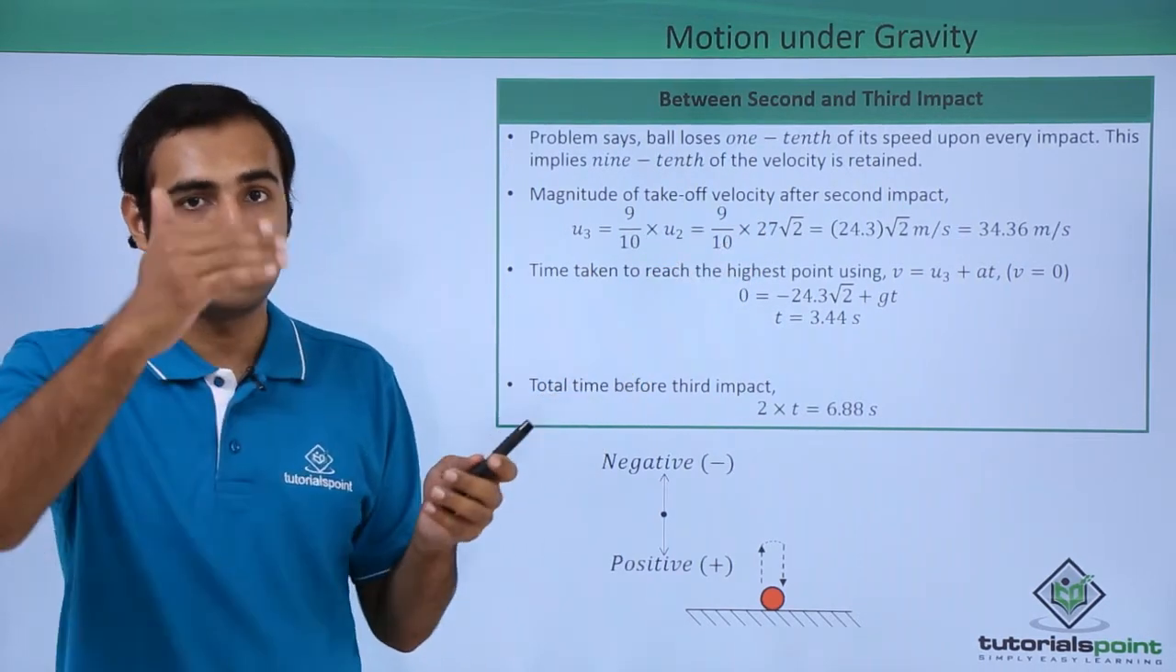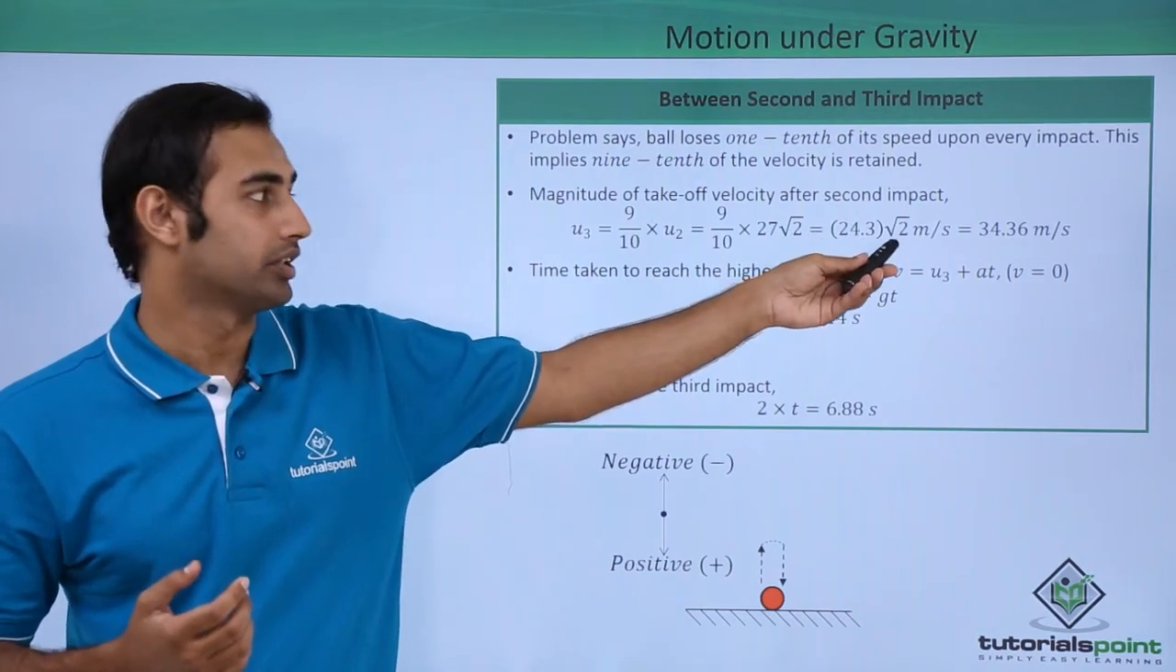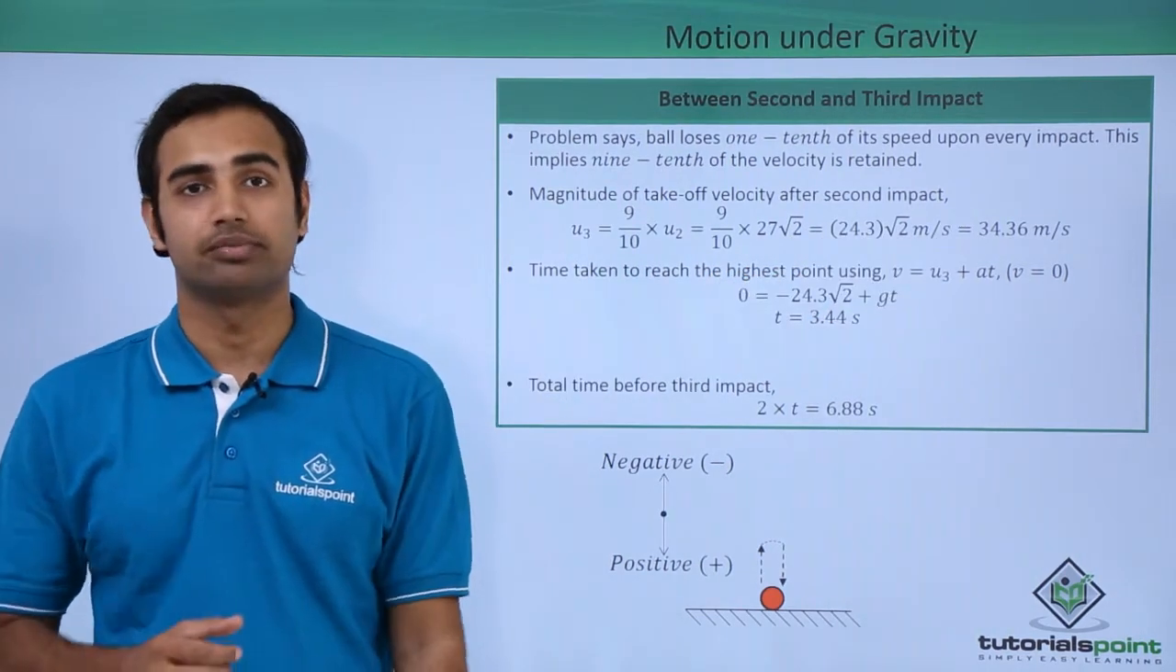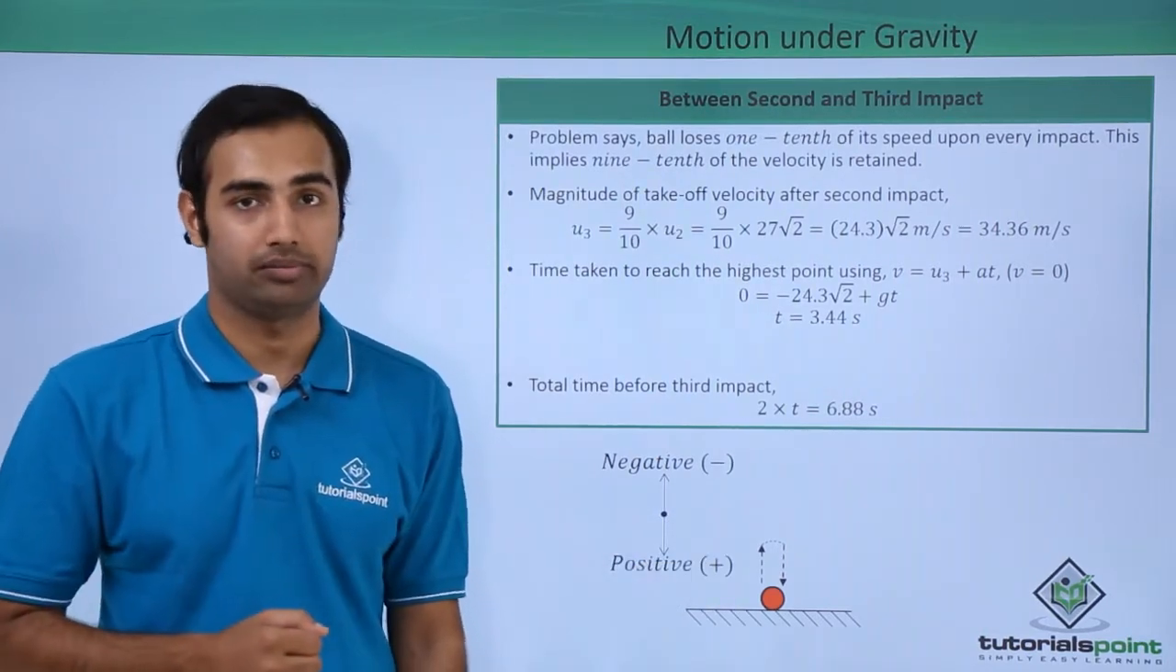Because 1/10 is lost, so 9/10 is remaining. The result comes out to be 24.3 into root 2 meters per second, which is 34.36 meters per second. So that is the velocity with which the ball is projected after the second impact, basically.